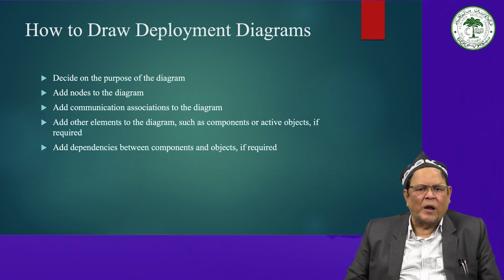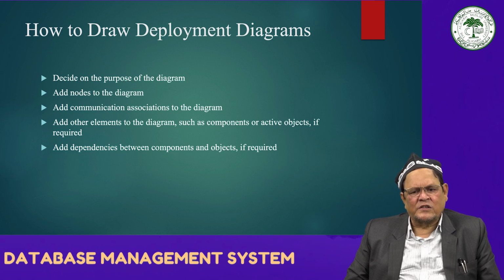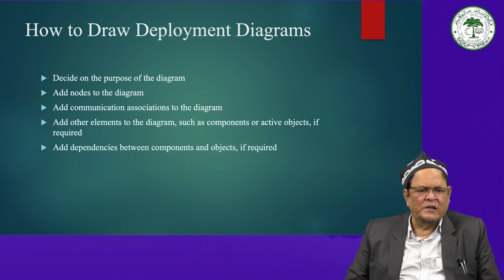How to draw a deployment diagram. Decide on the purpose of the diagram. Add nodes to the diagram. Add communication associations to the diagram. Add other elements to the diagram, such as components or active objects if required. The last is add dependencies between the components and objects if required.